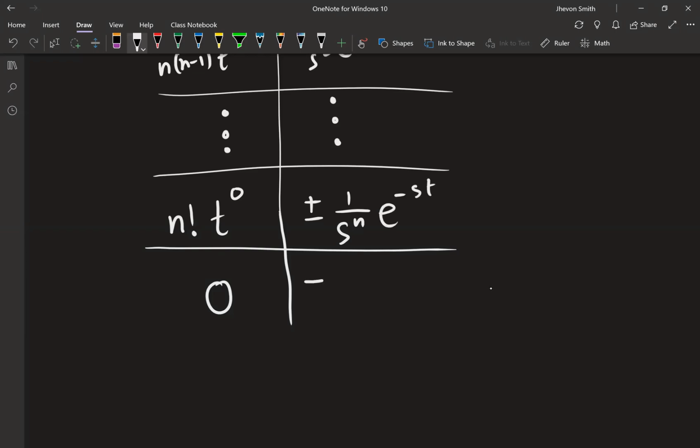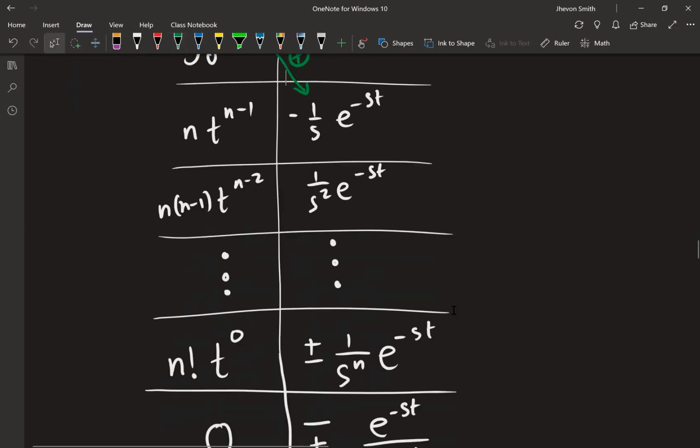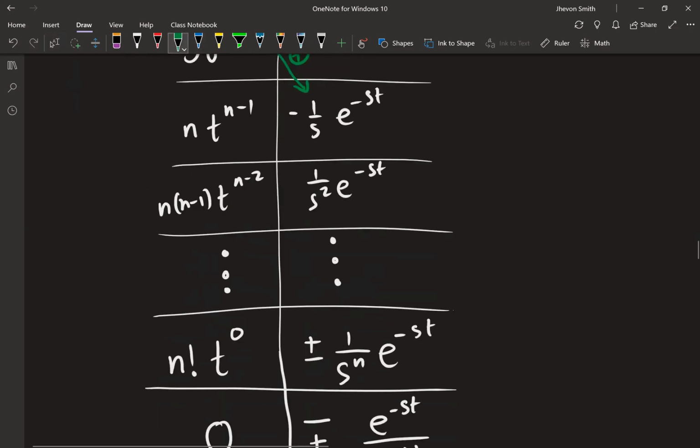And then I integrate once more, and that's going to be e to the minus st over s to the n plus 1. Now you do the tabular method, in which case you're going to multiply across this product. That gets a positive sign, and you're going to be alternating these. You multiply across this, that will get a negative sign. Then you multiply across that, that will give you a positive sign, etc.